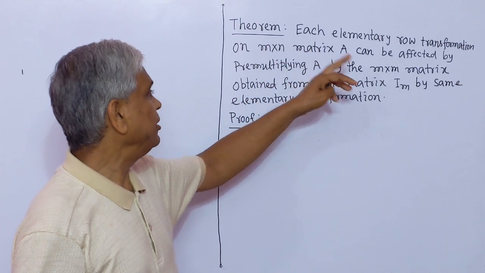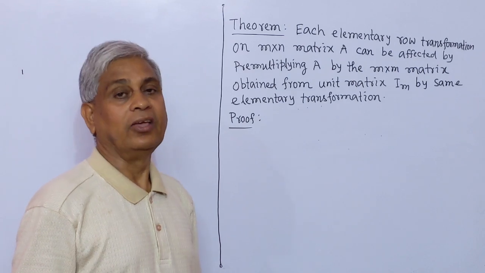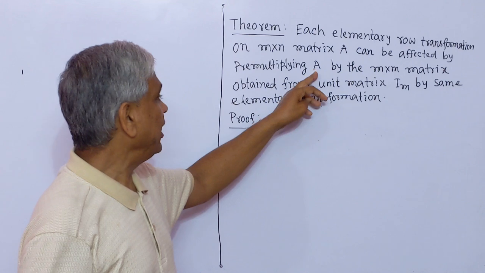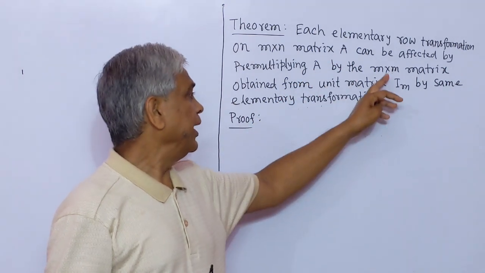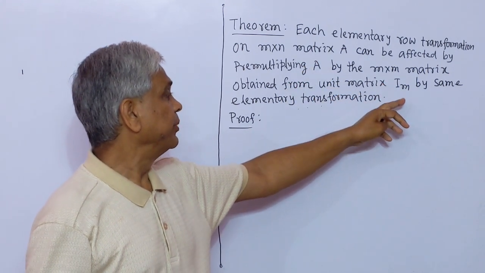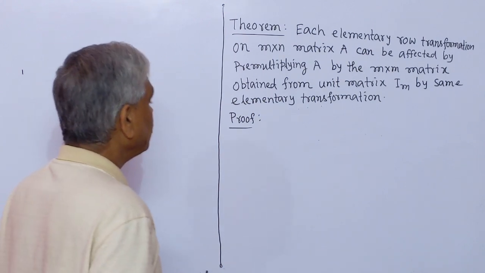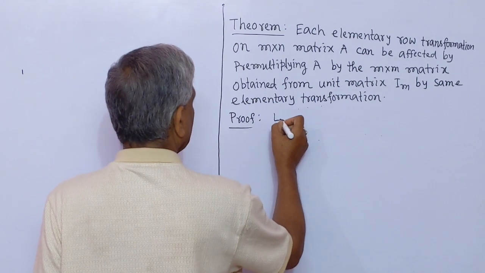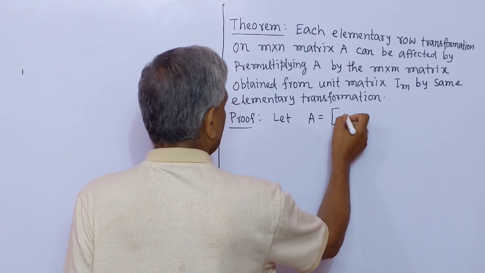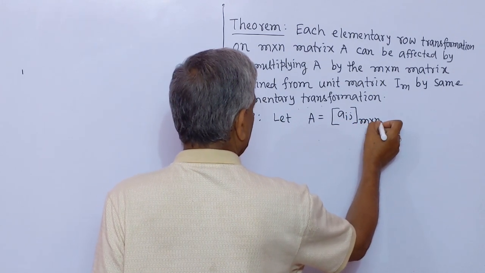The theorem is: each elementary row transformation on an m by n matrix A can be effected by pre-multiplying A by the m by m matrix obtained from the unit matrix Im by the same elementary transformation. Now we prove this. Let A be an m by n size matrix.